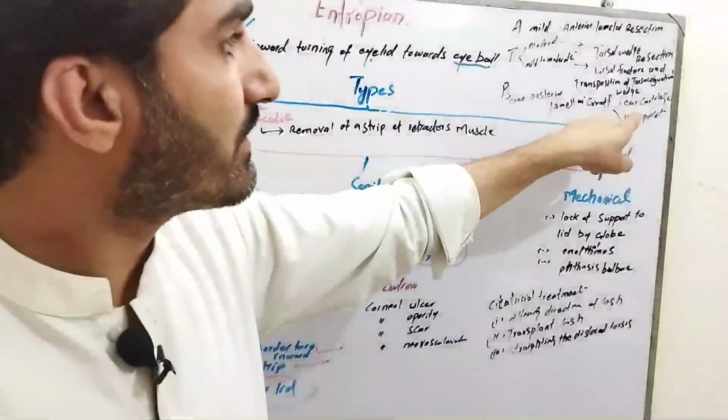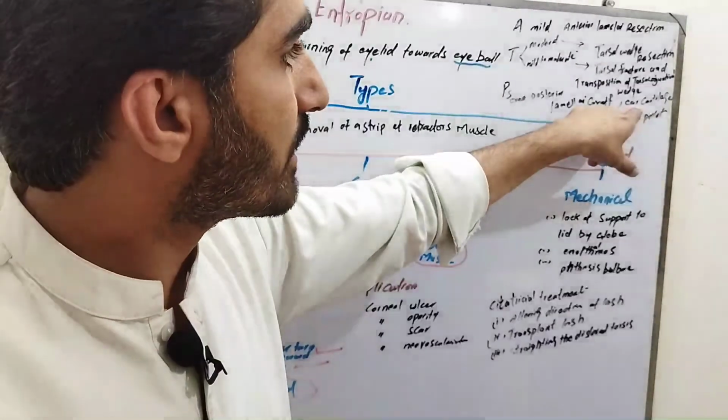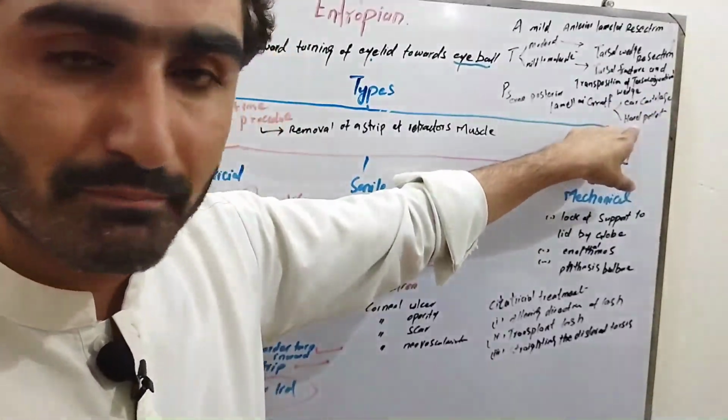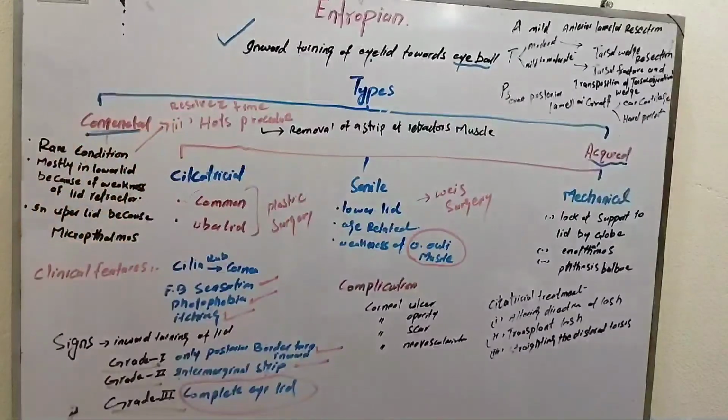We will take the graft from where? We will take the graft from ear cartilage or hard palate. This was the treatment, complications, clinical features, signs, anatomy and definition of entropion.